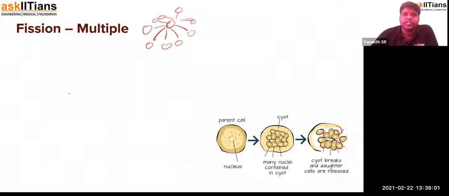So this process is called multiple fission. The fission that causes production of multiple cells is called multiple fission. Okay, you got the point? Now, we'll go to the next topic.